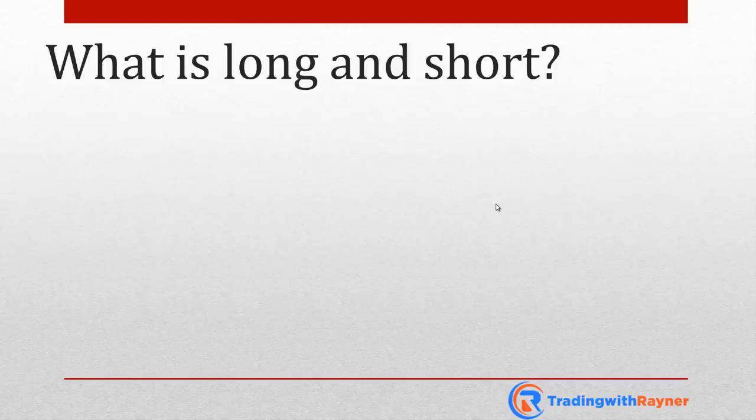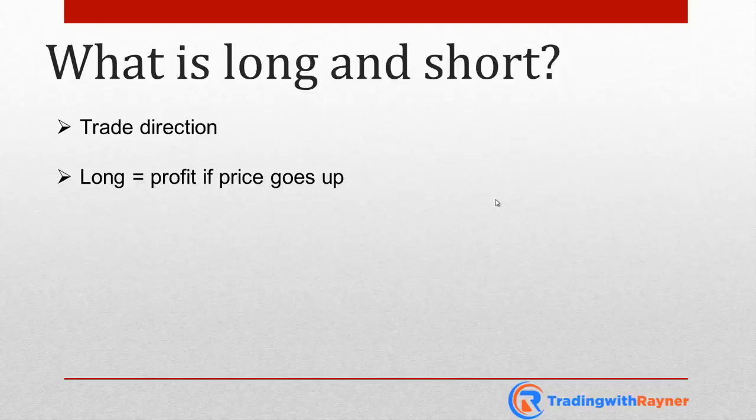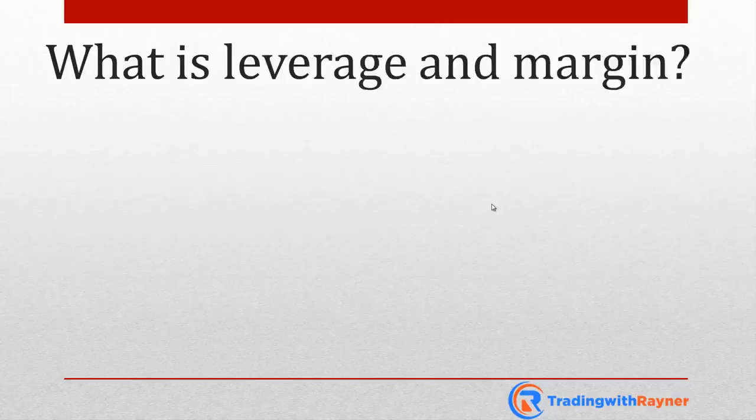So to put it simply, when you say that I'm long euro dollar, it means that you're referring to the trade direction. You're bullish on euro dollar. You want euro dollar to go up because that's where you'll make a profit. So if you are long, you want the market to go up so you can make a profit. If you're short, it means that you want the market to go down so you can make a profit. This means that you have a bearish bias, okay?